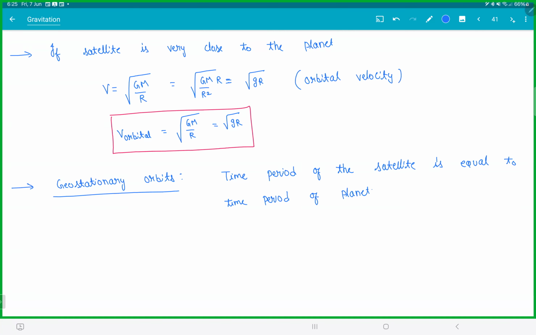Now, for Earth, the time period is 2 pi root of r power 3 by 2 over GM. And if you substitute here, this is 24 hours. This R value comes to approximately 42,000 kilometers. So if you can launch satellites and put them at this height, which will be 36,000 kilometers roughly above the surface, then you will think it is stationary. It's very expensive. To send a rocket that high, you need a lot of fuel.